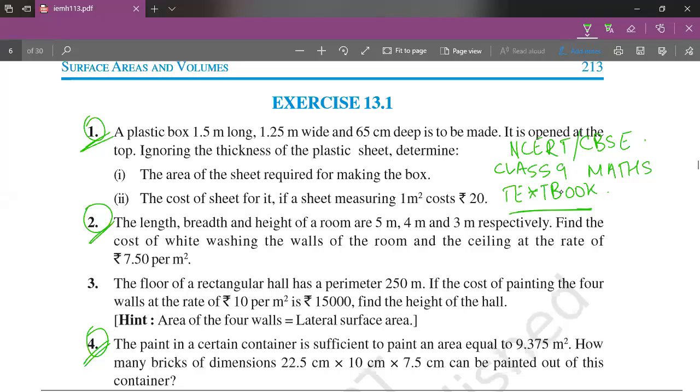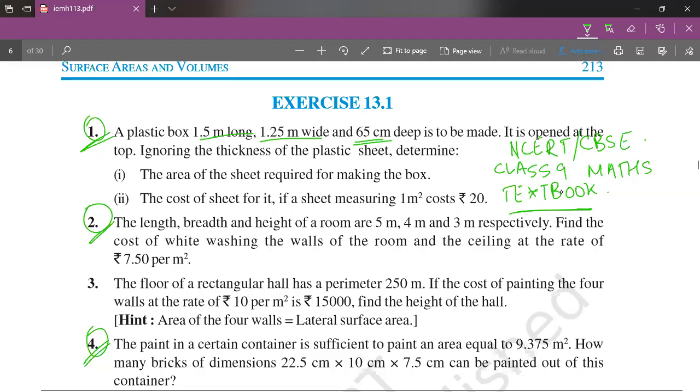Okay, so let's start. The first question says a plastic box 1.5 meter long, 1.25 meter wide and 65 centimeter deep is to be made. Whenever you get this kind of question, always look for the equivalence of all the units. If all the units in the question are meters and they are of the same units, no conversion needs to take place.